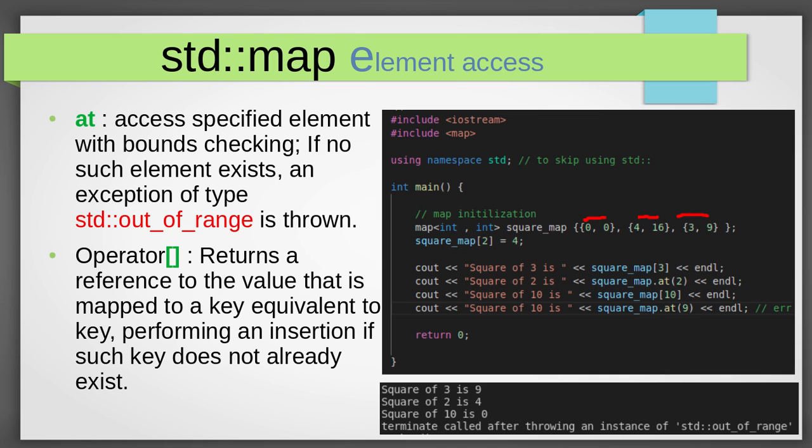In this line, I'm trying to access the key 2 using square brackets, and because the key 2 does not exist in the map, it will initialize and add a new pair to the map with the key equal 2 and value equal 4. In this line, I'm trying to access the key 3 using square brackets, and so square map of 3 is 9.